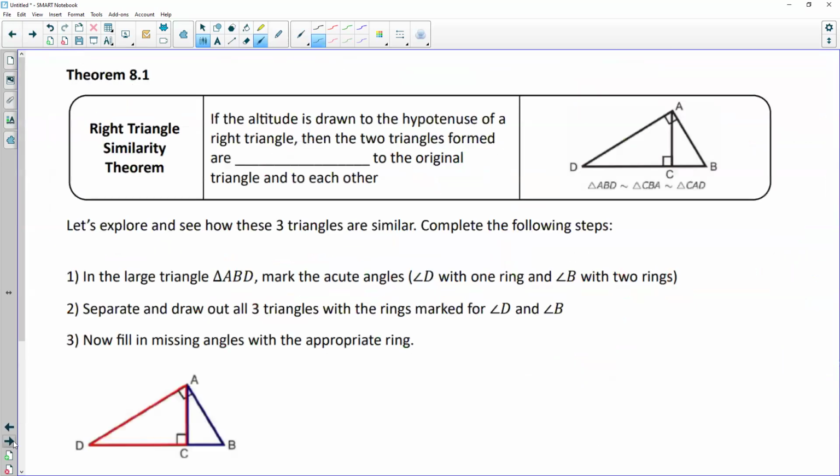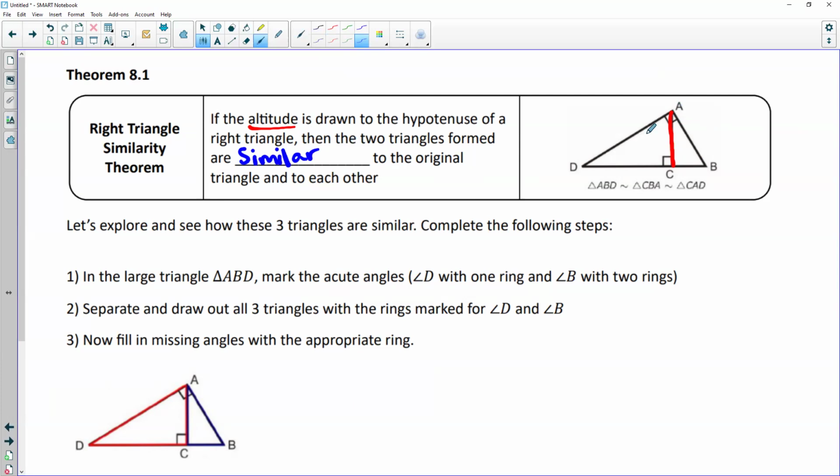Let's look at kind of the main idea here from the notes for today. So the notes from today basically center around this theorem, theorem 8.1, which is known as the right triangle similarity theorem. This theorem says that if the altitude, so here's an important vocabulary word here, if the altitude is drawn to the hypotenuse of a right triangle, if I look at this picture here, here's my altitude, and this red altitude is being drawn to the hypotenuse of this large right triangle. If that happens, then the two triangles formed are similar to the original triangle and similar to each other.